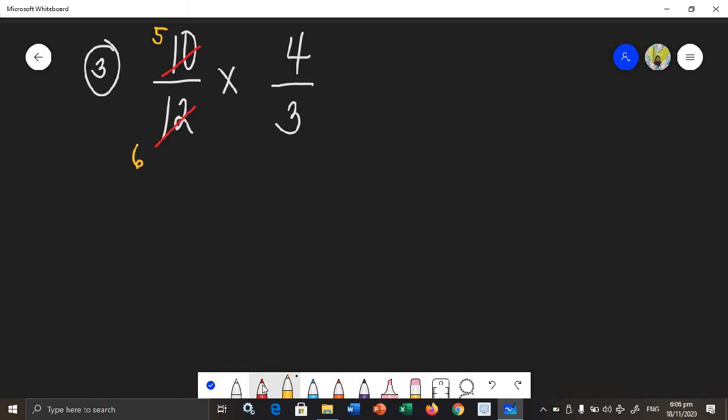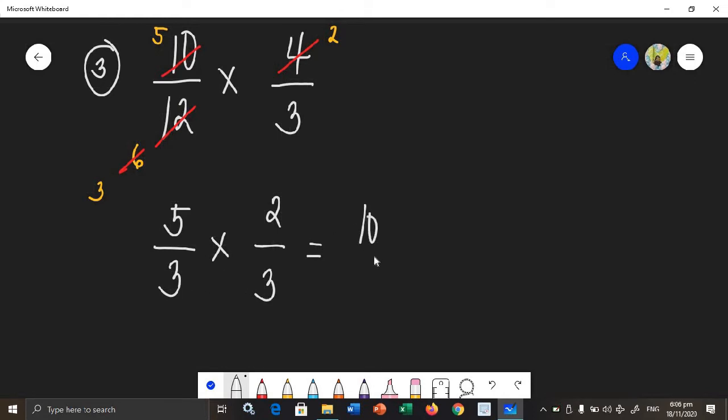Observing this, I can still cancel 4 and 6. Diba? May common factor pa sila, which is 2. 4 divided by 2 is 2, and 6 divided by 2 is 3. Observing this, wala na tayong pwede i-cancel. The remaining numbers now are 5 over 3 times 2 over 3. After that, we should multiply the numerators and denominators. 5 times 2 is 10, and 3 times 3 is 9. So, 10 over 9, I can accept this as your answer.